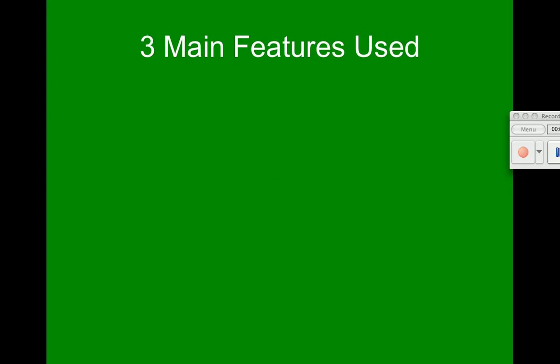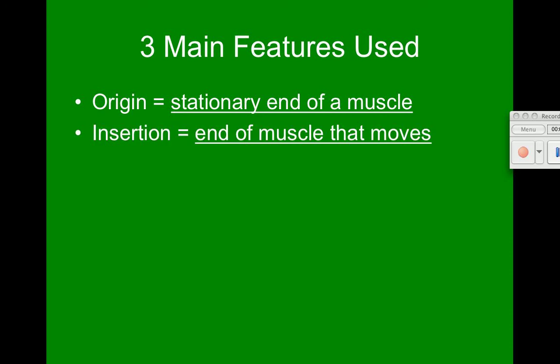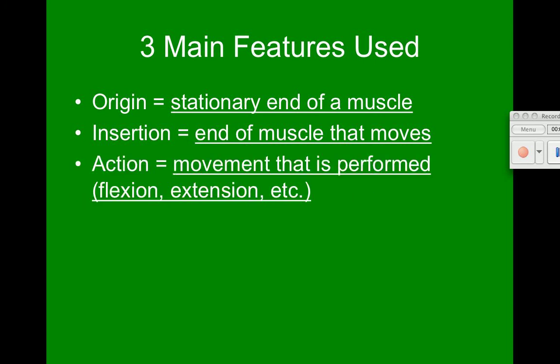And the 3 main features that we use to tell skeletal muscles apart from one another, 2 of them you guys have heard of. The first one is the origin, which remember is the stationary end of a muscle. You then have the insertion, which is the end of the muscle where it attaches to the bone and it actually moves. And the third one goes back to what we talked about with the joints in the skeletal system, and that is the action, the movement that is actually performed, like flexion or extension.